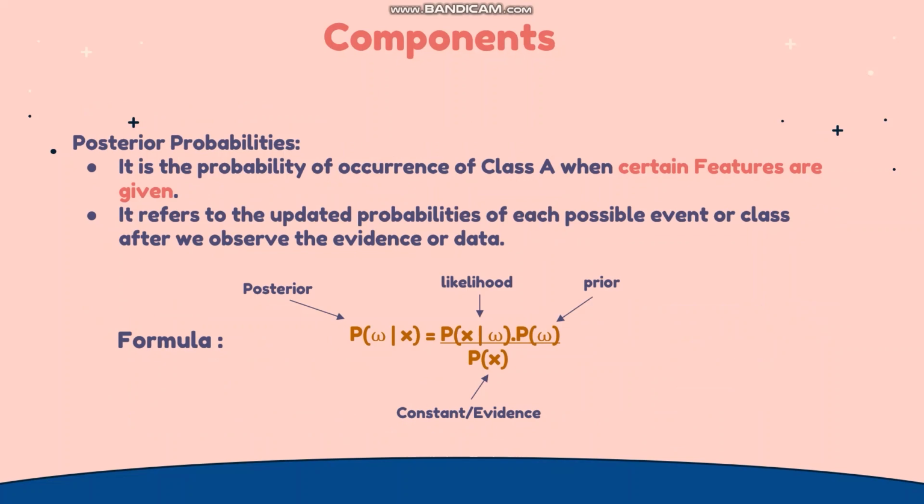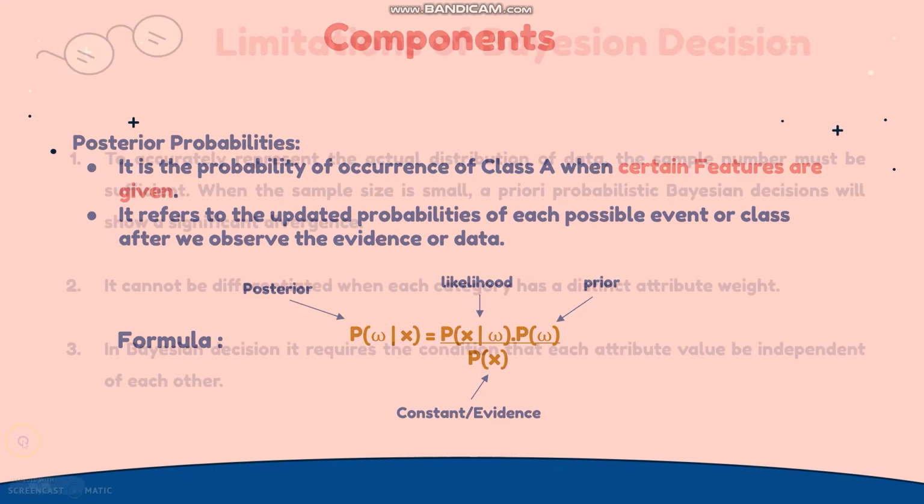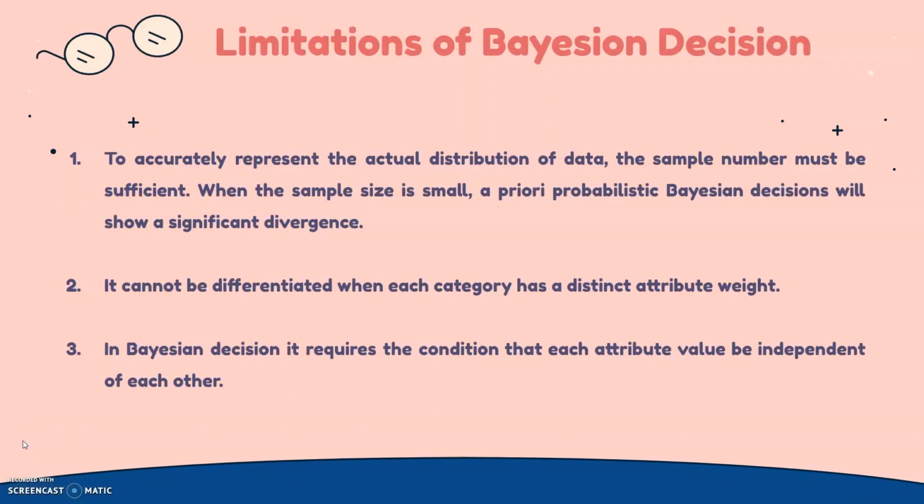Posterior probabilities. It is the probability of occurrence of a class A when certain features are given. It refers to the updated probabilities of each possible event or class after we observe the evidence or data. And here's the formula.